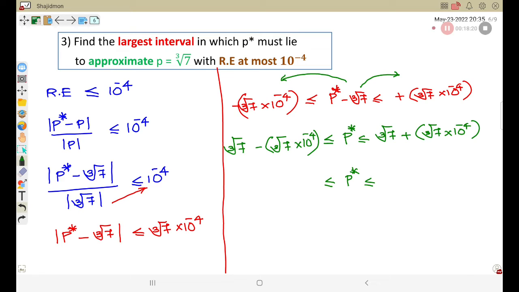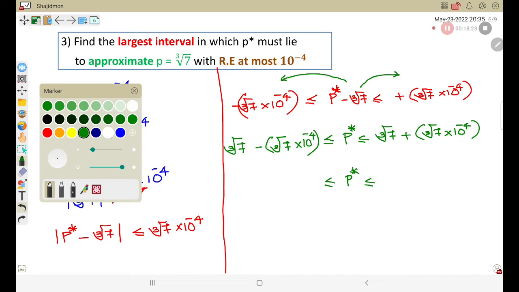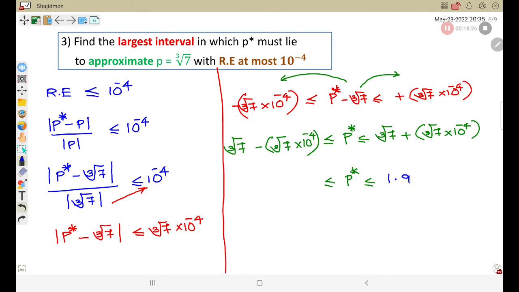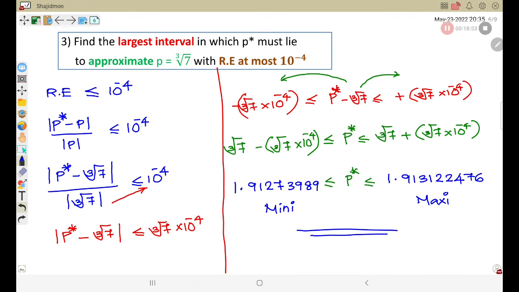So the maximum side, you will get 1.9131224766. In the same way you can calculate the minimum side also. The minimum side you will get 1.91273989. So this is the maximum value of P star, this is the minimum value, or you can write the interval, minimum and maximum. So I hope you are clear on this question. Same idea, no matter how many questions we do, we follow the same steps.